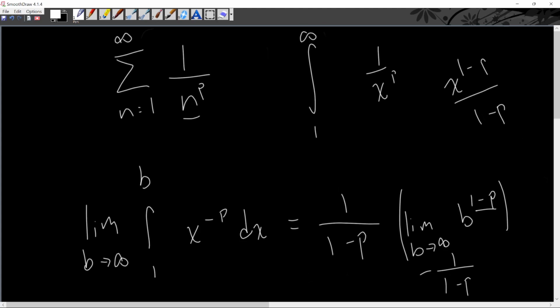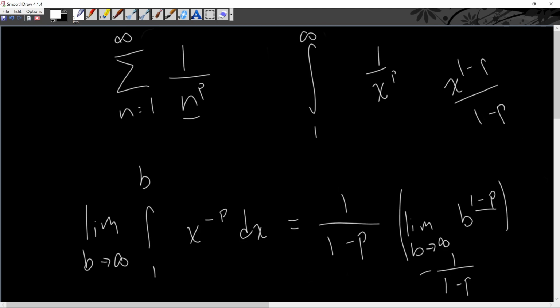And if 1 minus p is greater than 0, then we do have a divergent series, because if you have b to a positive power, b is still going to be in a numerator, or b over 1, if that's the fraction that we're thinking of. b will be the numerator, 1 will be the denominator. And b to a positive power will result in infinity if you plug in infinity for b.